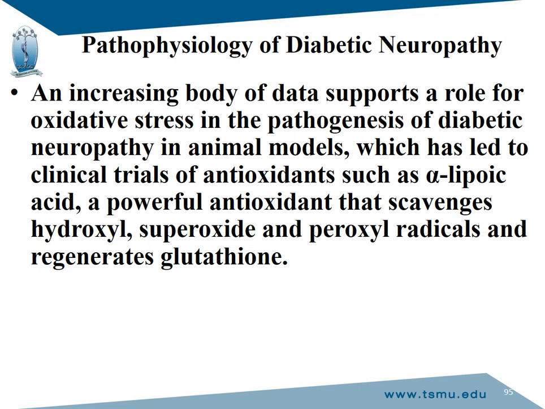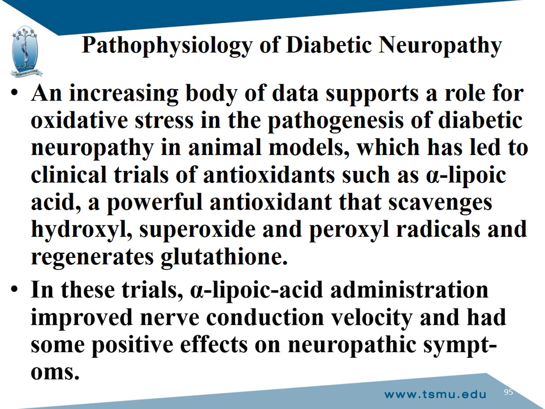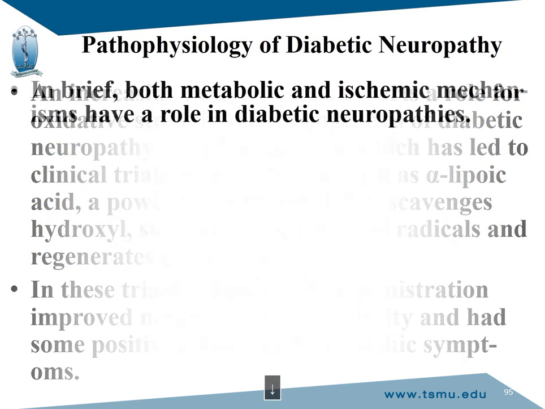An increasing body of data supports a role for oxidative stress in the pathogenesis of diabetic neuropathy in animal models, which has led to clinical trials of antioxidants such as alpha-lipoic acid, a powerful antioxidant that scavenges hydroxyl peroxide and peroxyl radicals and regenerates glutathione. In these trials, alpha-lipoic acid administration improved nerve conduction velocity and had some positive effect on neuropathic symptoms.